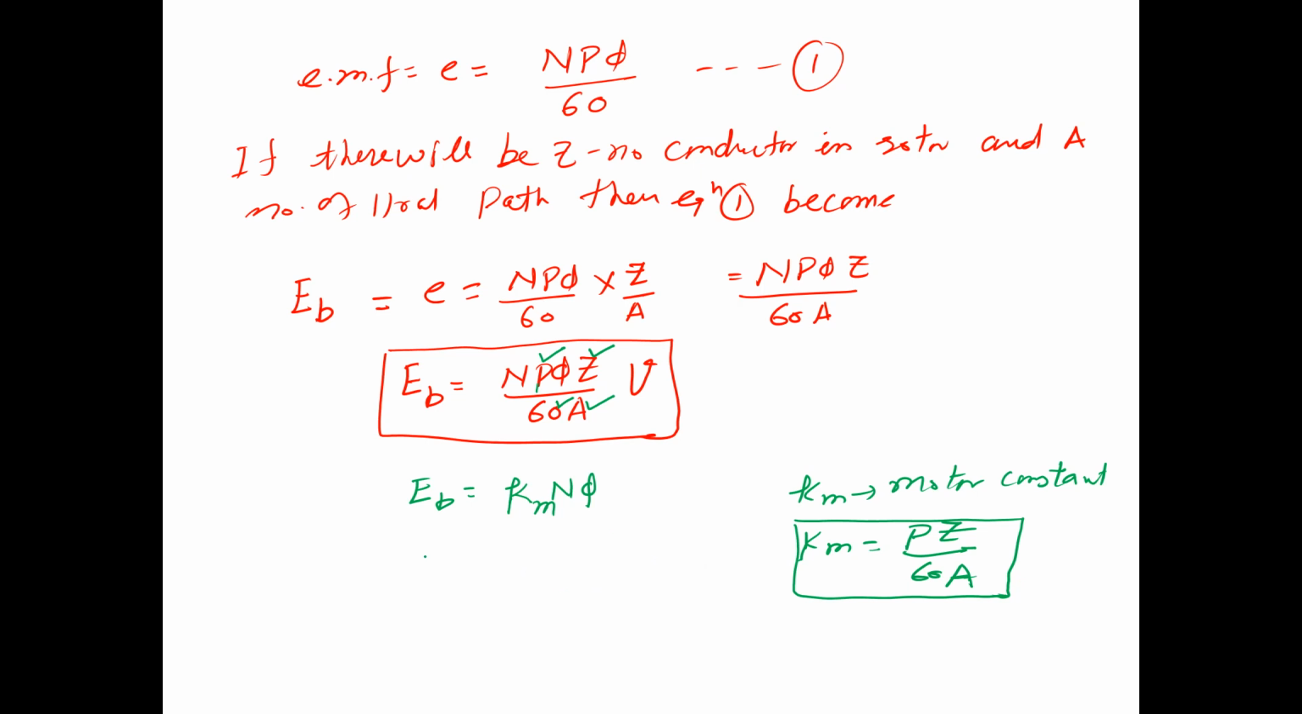From this we can see that EB is directly proportional to N, that is speed, and directly proportional to flux. That means this back EMF largely depends upon the change in speed or the change in flux.